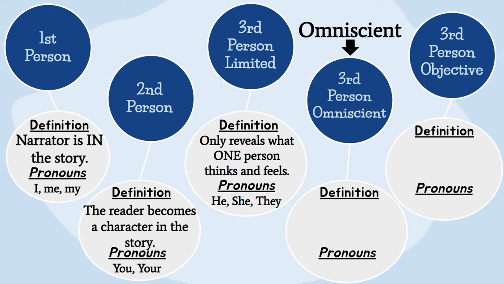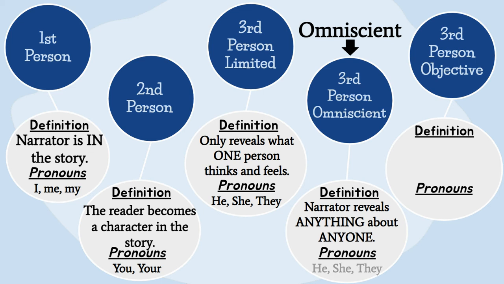Versus third person omniscient, which is when the narrator reveals anything about anyone in the story. It's kind of like God mode. You can change from one chapter to the next, and we could be talking about what's going on over in this part of the world, and in this room, this is what's happening. She thought this, and he thought that. Again, the pronouns are the same: he and she and they. And this omniscient narrator can just say anything that they want about anybody.